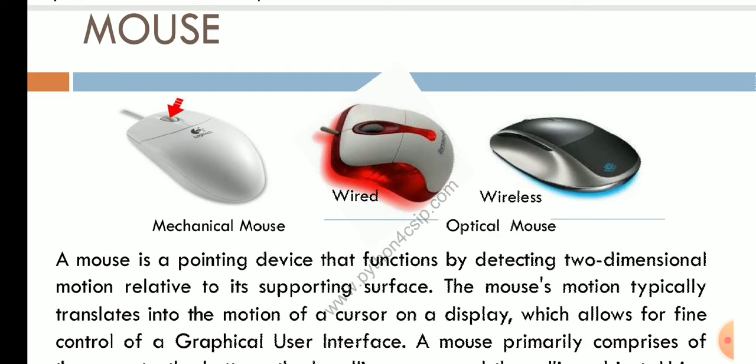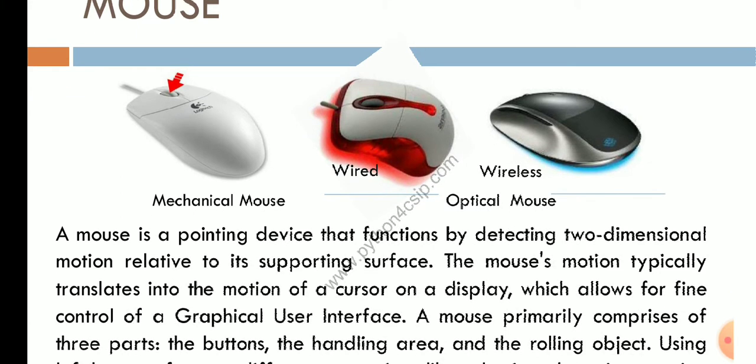Look at these pictures. We have mechanical mouse, wired mouse, wireless mouse. We can classify mouse into two types: one is mechanical mouse, another one is optical mouse. Under optical mouse we have wired and wireless.